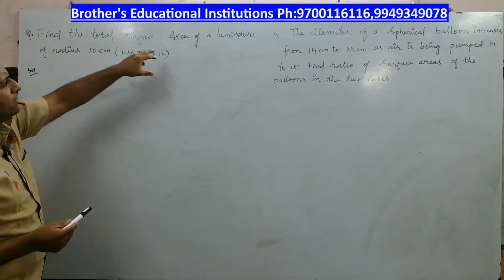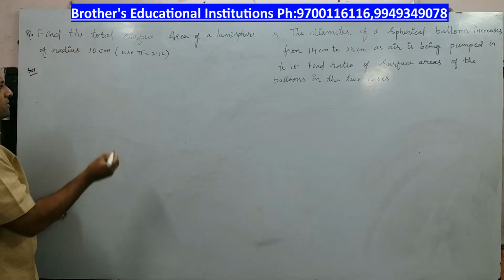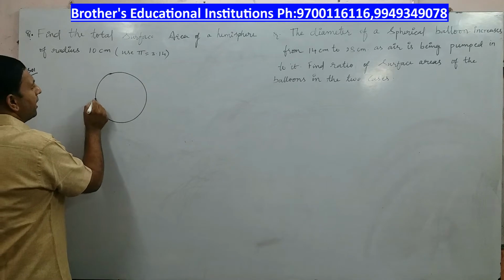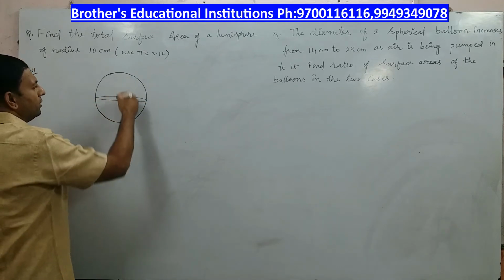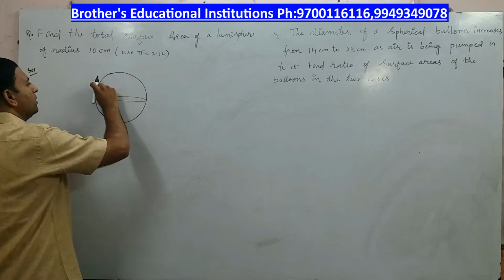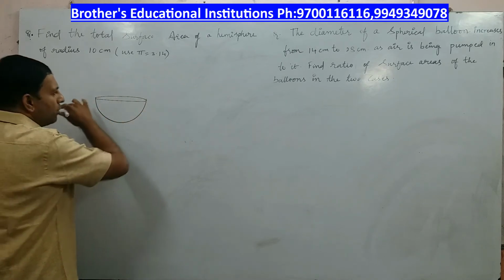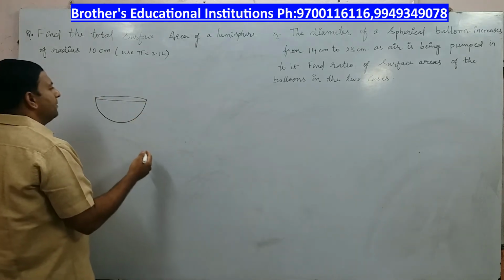Find the total surface area of a hemisphere of radius 10 centimeters. Now let us try to understand. See, this is a sphere. If I cut this sphere exactly into two parts, you will get two hemispheres. Alright. So now I am removing this. What I get is a hemisphere. The moment I cut it, the surface area increases, right?